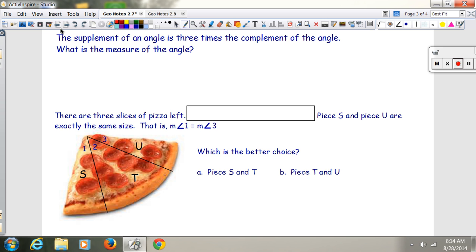Okay, the supplement of an angle is 3 times the complement of the angle. What is the measure of the angle? That's just a challenge, thinking problem. The supplement of an angle is 3 times the complement of the angle. How would we solve that? Think about supplement. What do they mean?